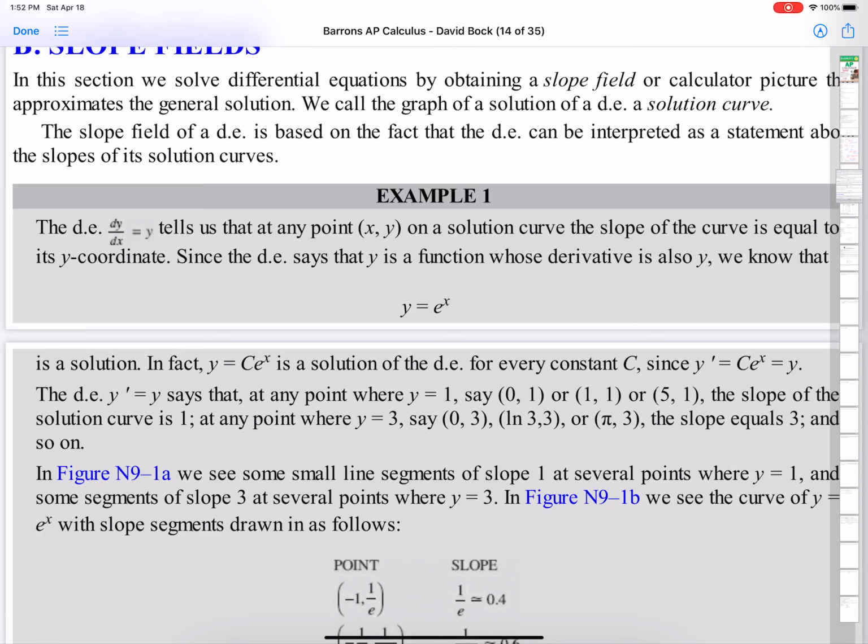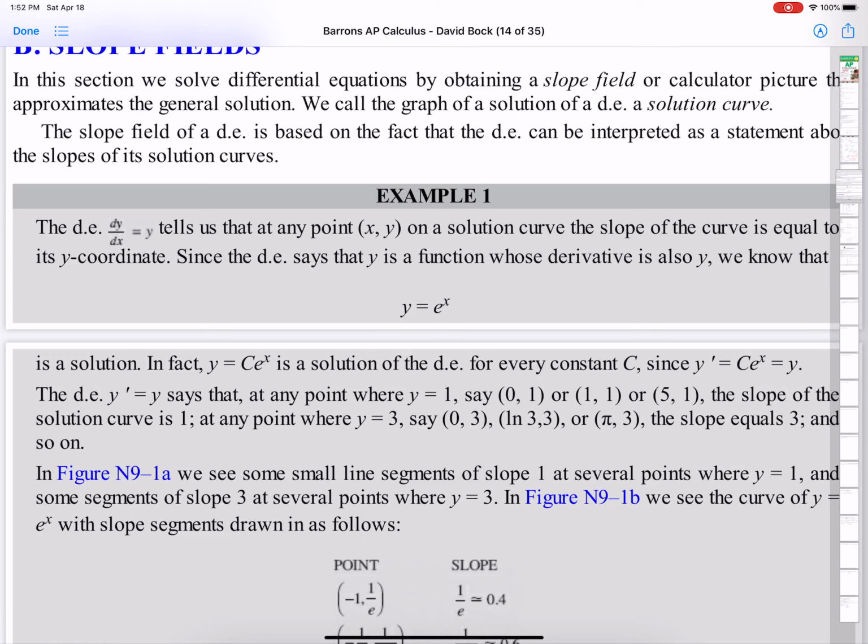I will teach slope field today. I never heard about the slope field before. It's not easy to explain what slope field is. That's why I just explain about the slope field as I solve examples 1, 2, 3 today.